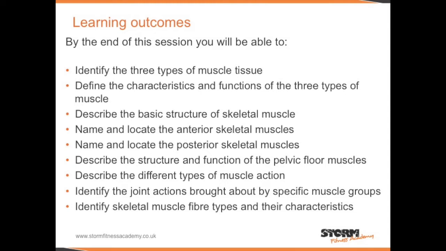By the end of this session, you will be able to identify the 3 types of muscle tissue, define the characteristics and functions of the 3 types of muscle, describe the basic structure of skeletal muscle, name and locate the anterior skeletal muscles and the posterior skeletal muscles, describe the structure and function of the pelvic floor muscles, describe the different types of muscle action, identify the joint actions brought about by specific muscle groups, and identify skeletal muscle fibre types and their characteristics.